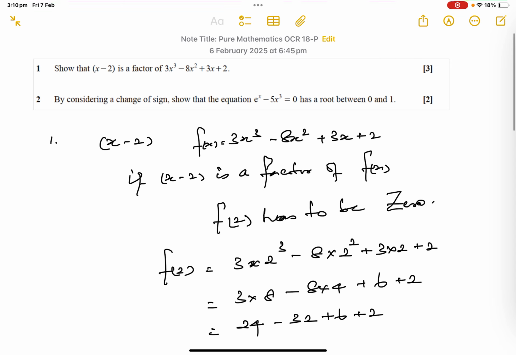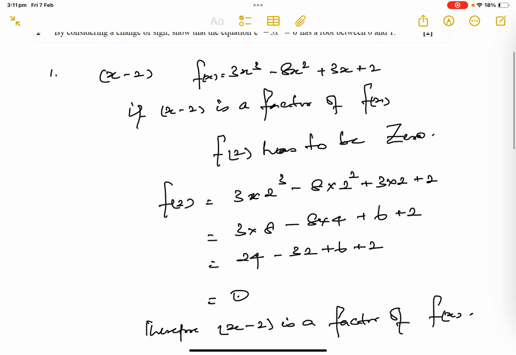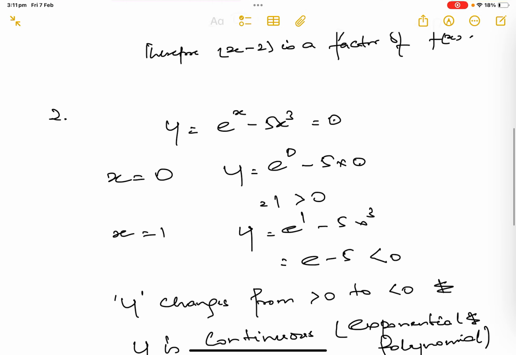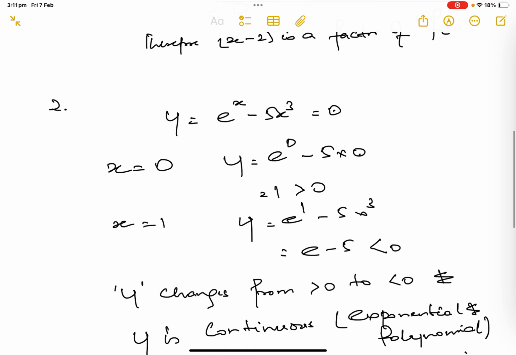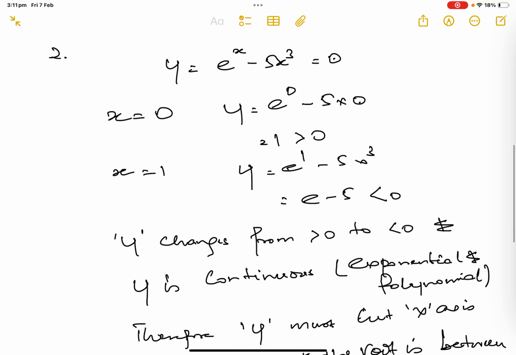The second question: by considering a change of sign, show that the equation e to the power x minus 5x cubed equals 0 has a root between 0 and 1. So it's a function, say y equals e to the power x minus 5x cubed.